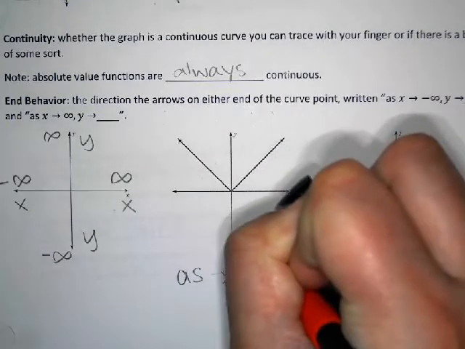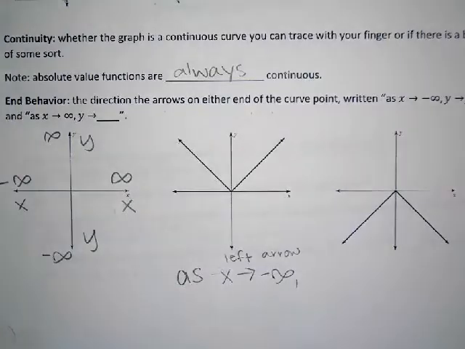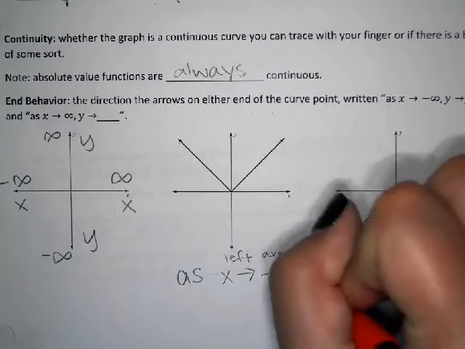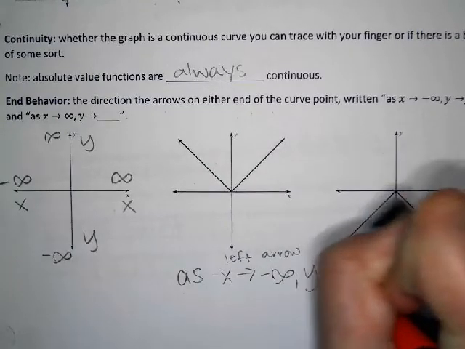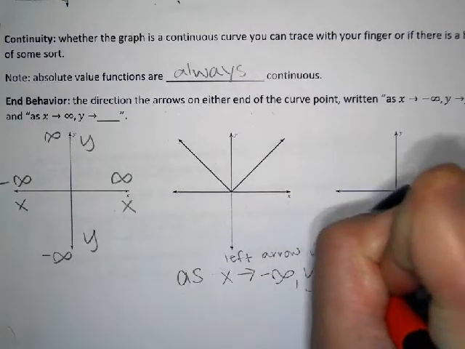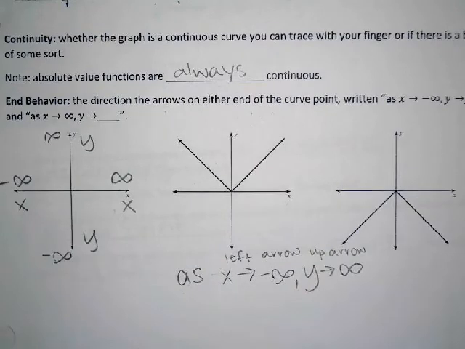And then does that arrow go up or does it go down? It goes up. So I'm going to say the y is positive infinity because the left arrow is also an up arrow. The left arrow is an up arrow. Does that make sense?